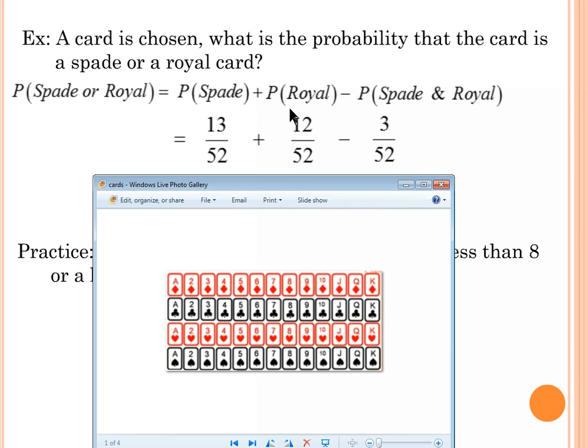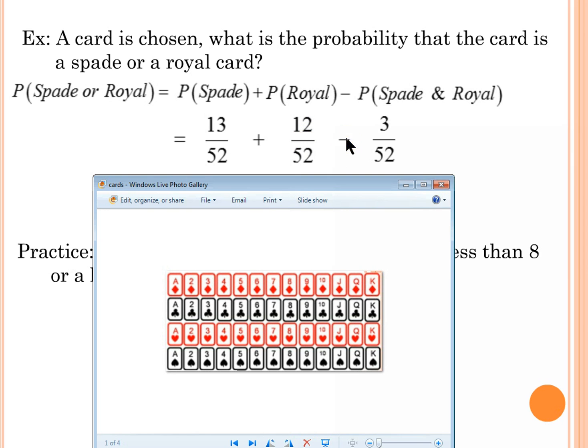The probability of getting a royal card, all right, so where are my royal cards? I have 3 royal cards here at the top, Jack, Queen, King. But I also have 3 over here, 3 over there, and 3 at the bottom. So 3 plus 3 plus 3 plus 3 will give me a total of 12 royal cards.